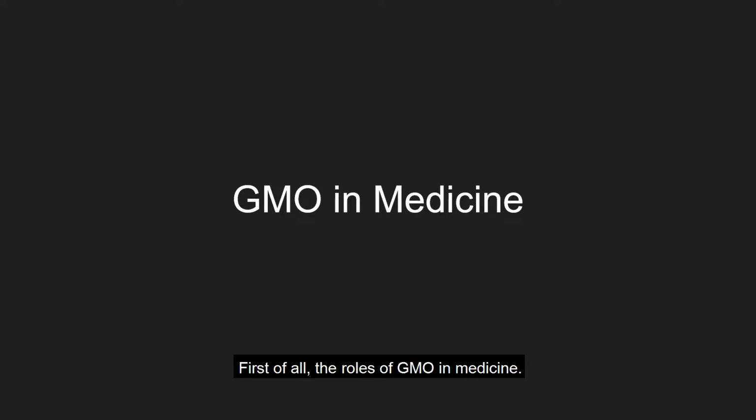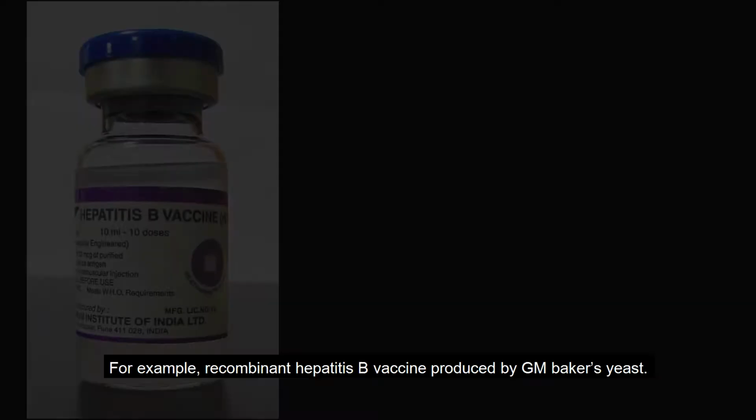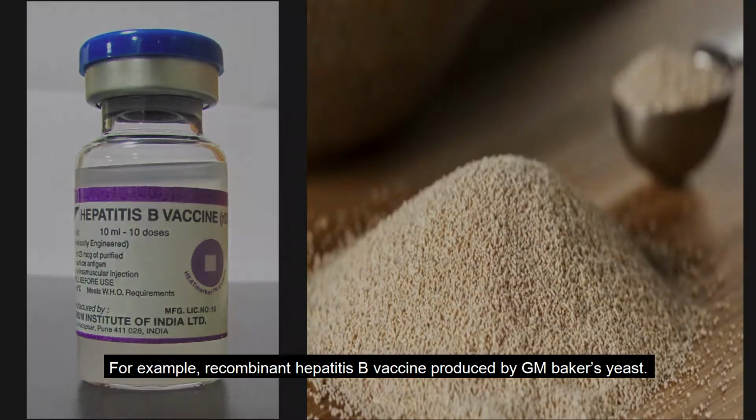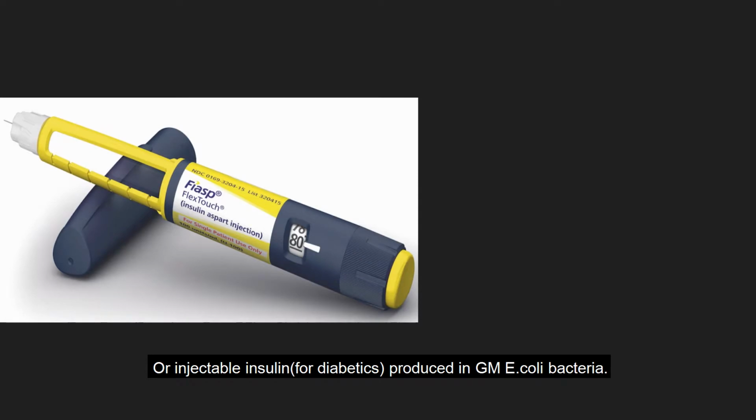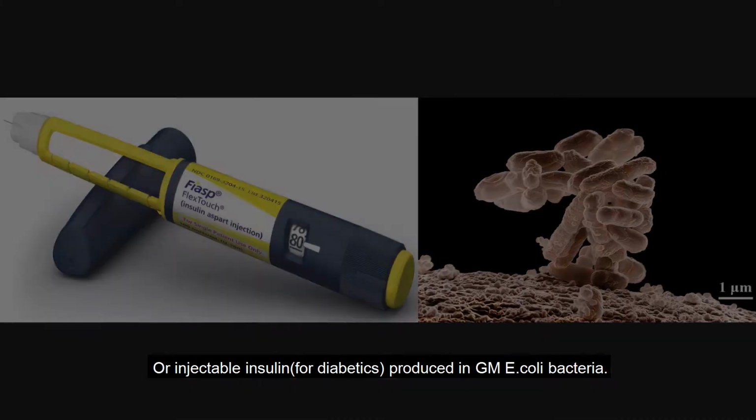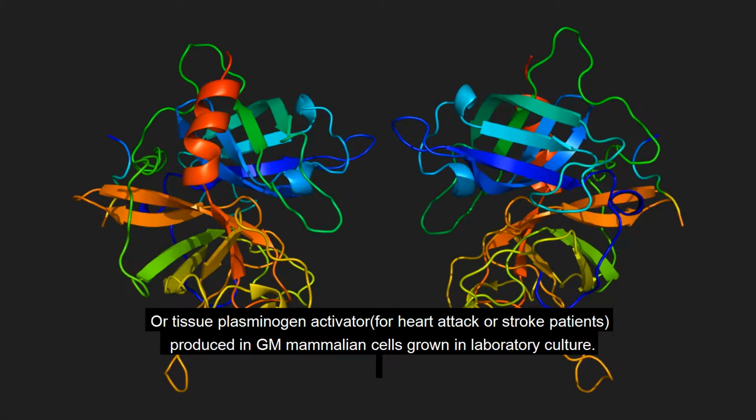First of all, the roles of GMO in medicine. For example, recombinant hepatitis B vaccine produced by GM Baker's yeast, or injectable insulin for diabetics produced in GM E. coli bacteria, or tissue plasminogen activator for heart attack or stroke patients produced in GM mammalian cells grown in laboratory culture.